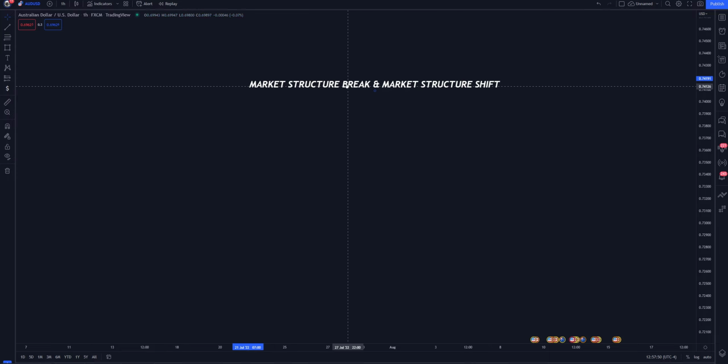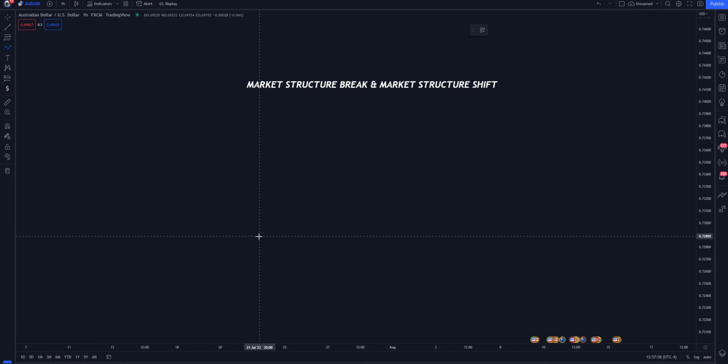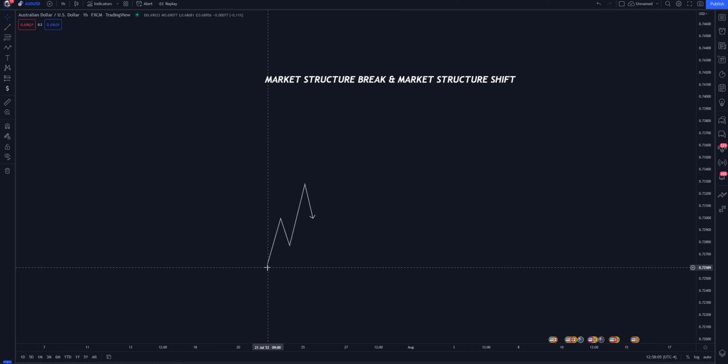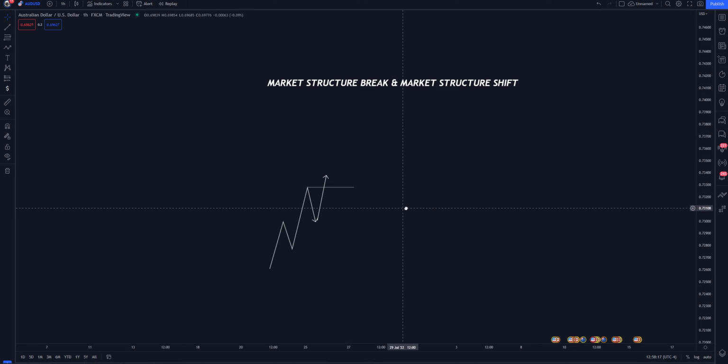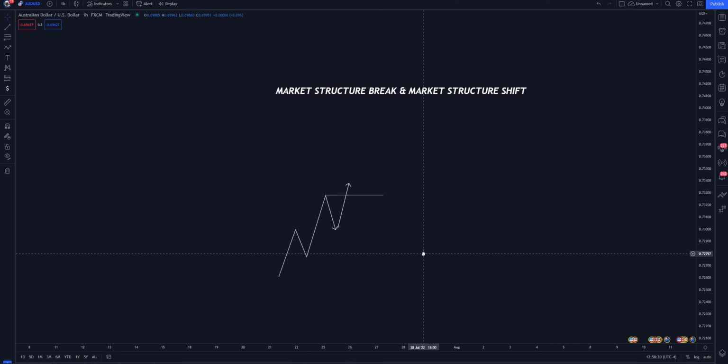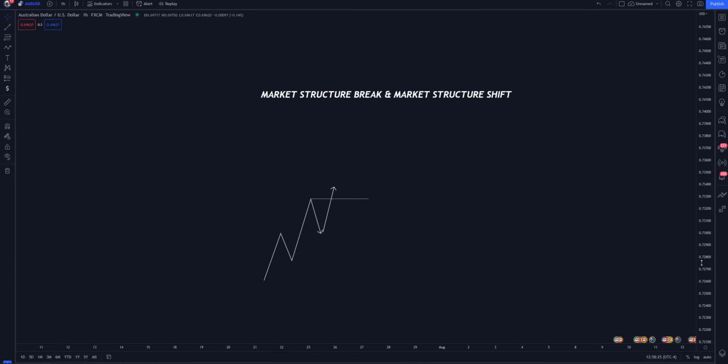Now, what is market structure break? Let's suppose that we are in an uptrend, right? So let me pull out this path tool. Now you can see that the price is making higher high, higher low, higher high, higher low. When price makes another higher high, then it is considered to be a market structure break. The continuation of a trend is called market structure break.